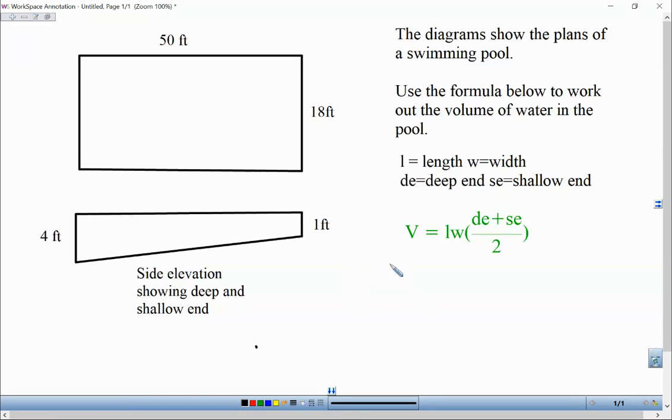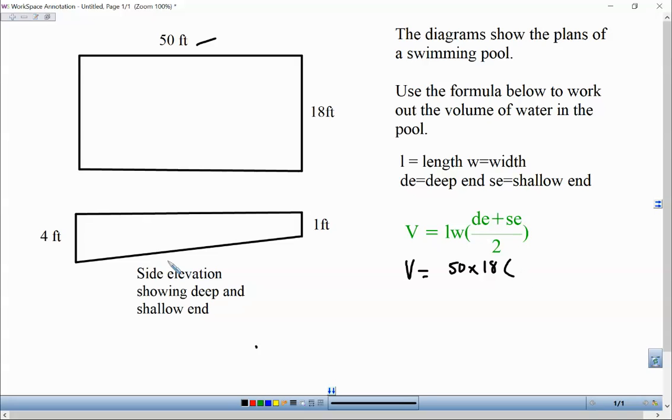So always rewrite our formula out, putting numbers where letters used to be. So volume equals length, which is 50. There's no space between the letters and the numbers, so it means multiply by the width, which is 18. Length's always the longest side and width's the shortest, although if you multiply two numbers together and reverse them, you'll get the same answer.